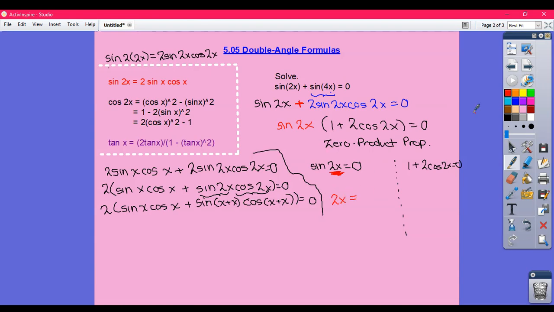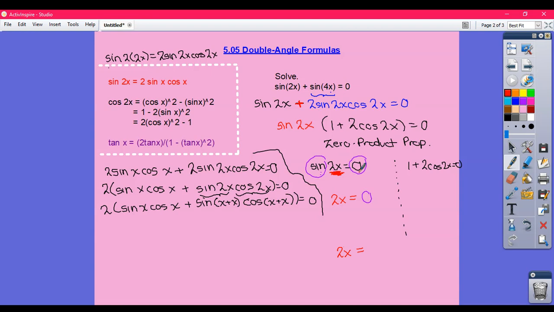I need to look at my unit circle to determine where sine equals 0. So sine equals 0 at 0. So sine of 0 equals 0. That means 2x equals 0. There are more values on the unit circle where sine does equal 0. So I'm going to continue.